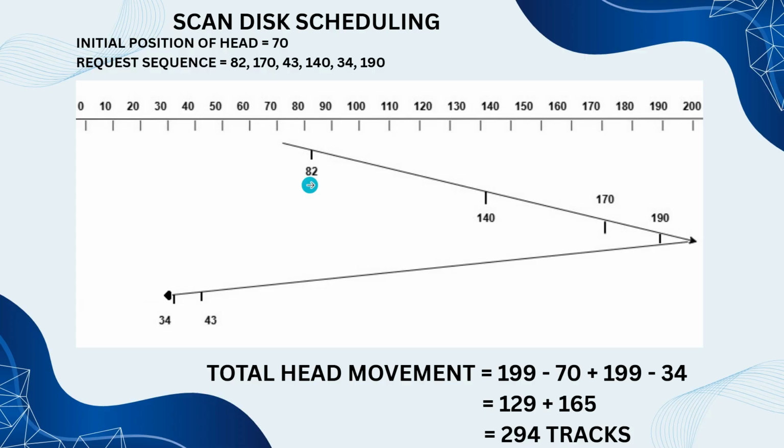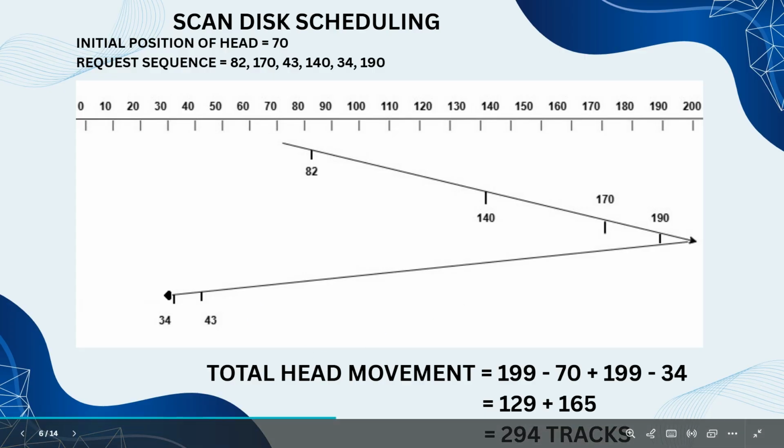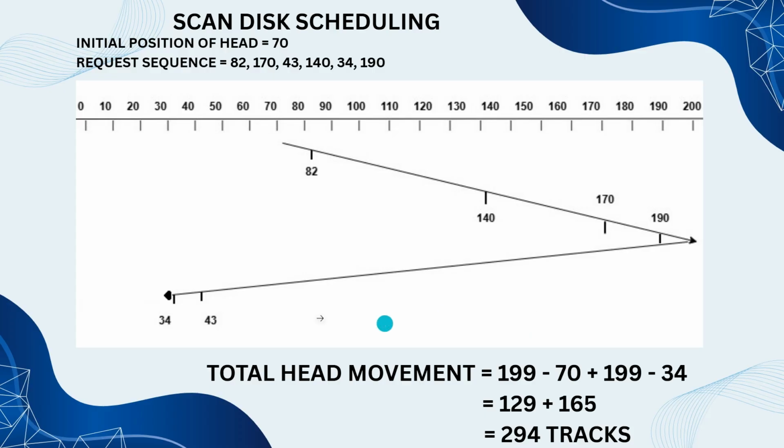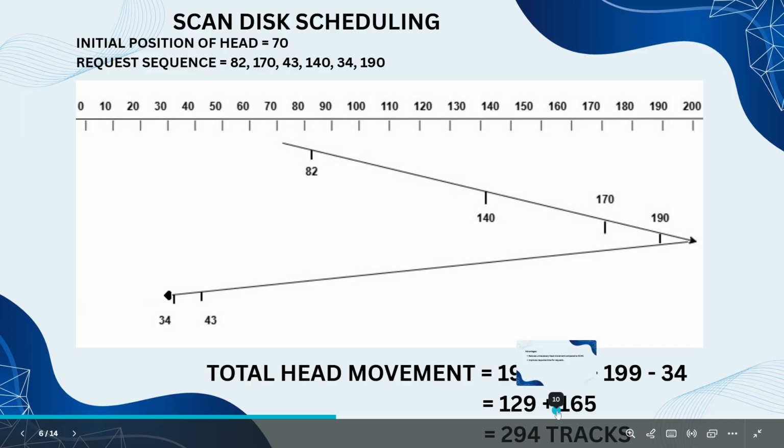It starts from track 70 and moves towards the right. It serves the requests 82, 140, 170 and 190. Then it reaches the end of the disk at 199. Now it reverses the direction and moves towards the left, then serves the requests 43 and 34. So here the total head movement is 199 minus 70 plus 199 minus 34. So the total head movement is 194 tracks.